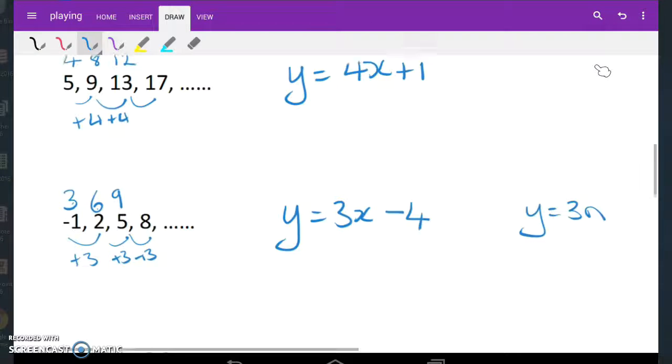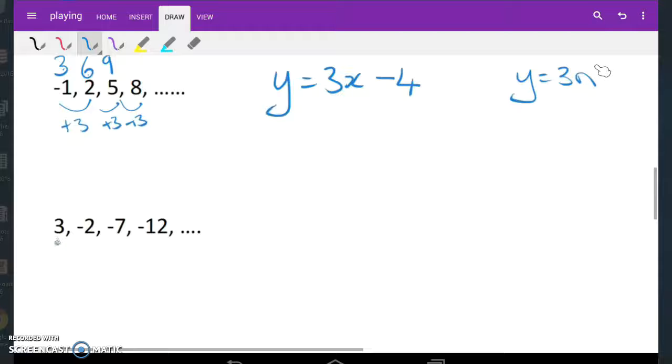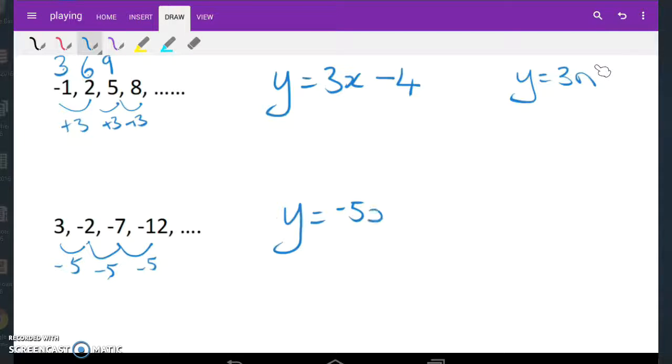All right, look at one more. This time, slight difference. It's not adding the same amount on each time. It's subtracting, and each time it's subtracting 5. So our multiplier is the same as our constant difference. So this time we just have to have a negative 5x or negative 5n.